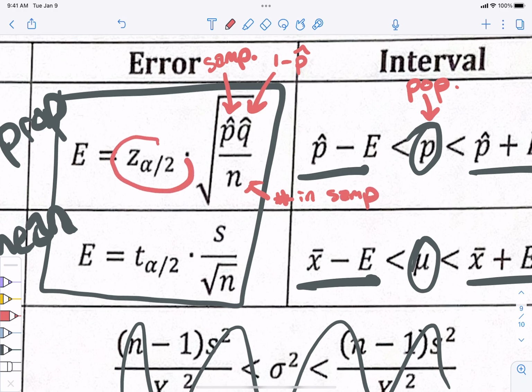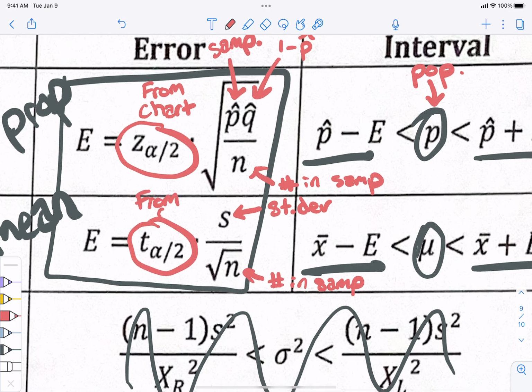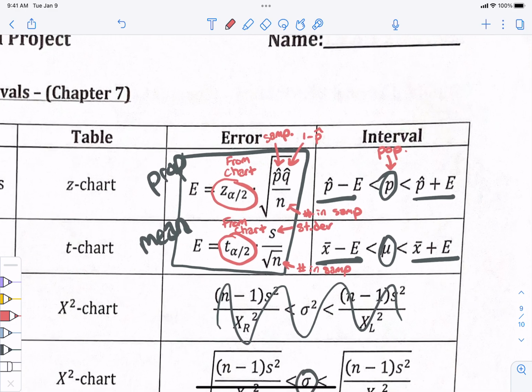And then what is Z of alpha over 2? This is from the chart. That's the number that we look up on the chart, right? So you look up in the corner of the chart because we're on the Z chart. So it's like the 1.645 or 2.575 or 1.96, those numbers, okay? For mean, what does S stand for? Standard deviation, right? Okay. Standard deviation, N is again the number in the sample. Okay, and then T is from the chart.